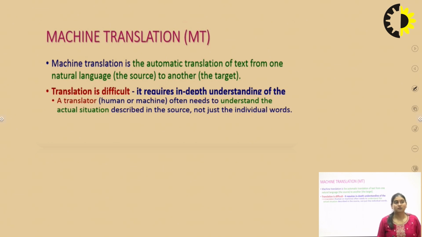Translation is very difficult, and it requires in-depth understanding of the language. A translator, whether a human or a machine, often needs to understand the actual situation which is described in the source, not just the individual words. Sometimes the words say something and the situation is something else. So it is very important to understand the context in which these sequences of words are used.